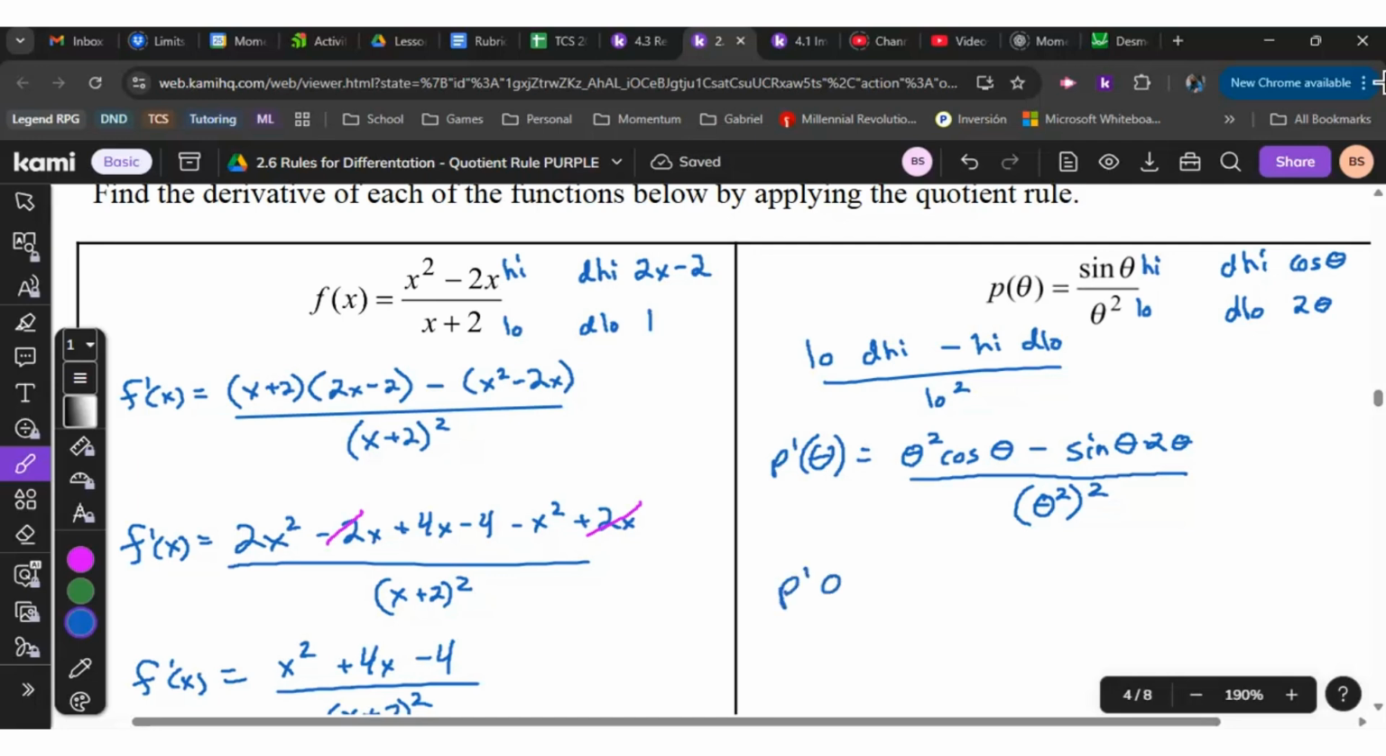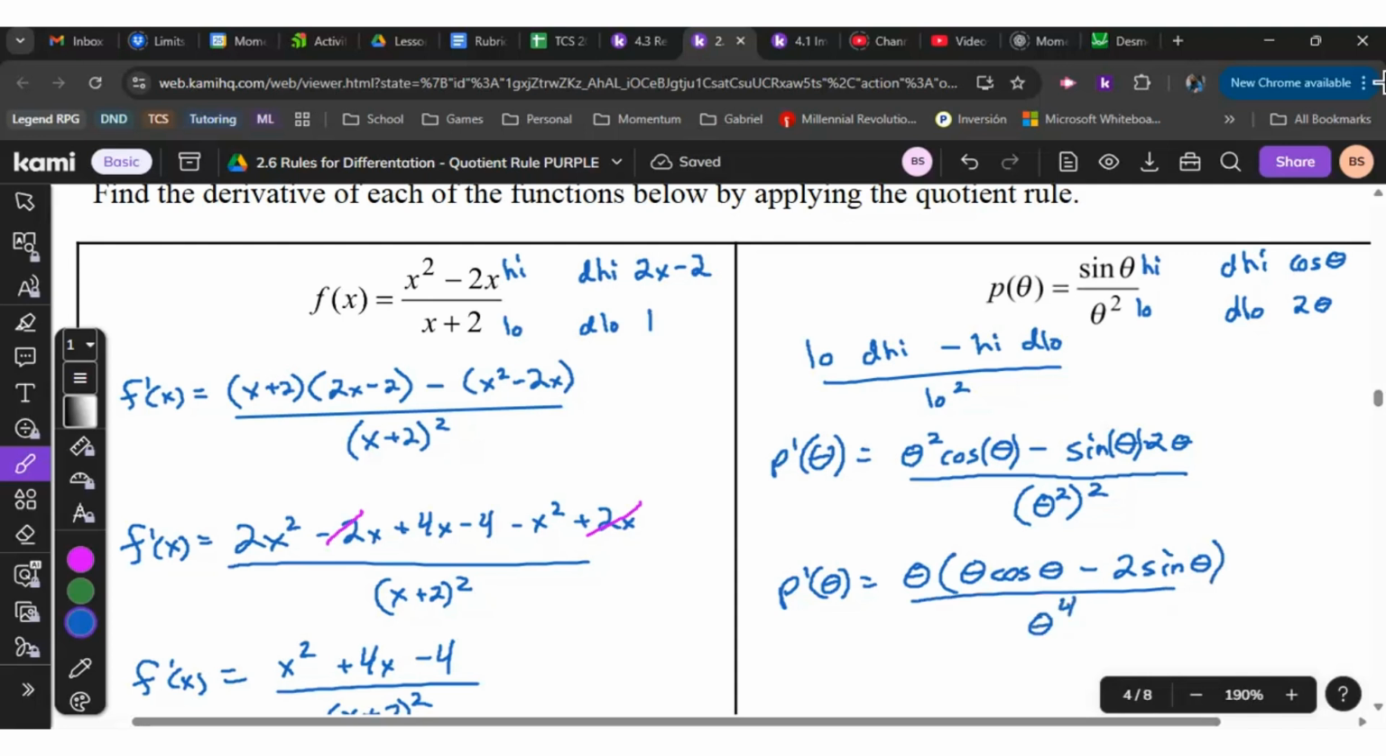What's the common factor in the numerator there? What's in everything? Yeah, theta, exactly. So I could pull out a theta, which would give me theta cos theta minus 2 sine theta, all over theta to the 4th.